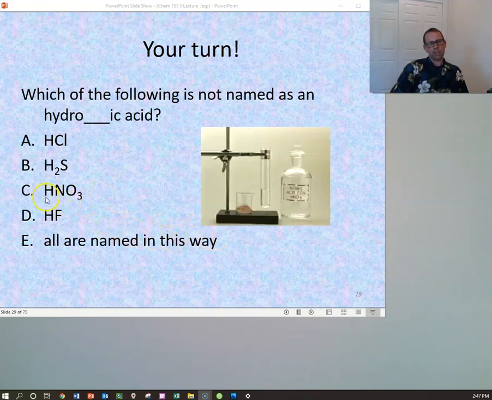All are named in this way? All? What about HNO3? Is that binary, or is that an oxoacid? Oxoacid. It is an oxoacid. It contains oxygen. It's a polyatomic ion. So that one is not named following the hydro-blank-ic model. What is HNO3 going to be called? What are we going to name that acid? Do you remember?